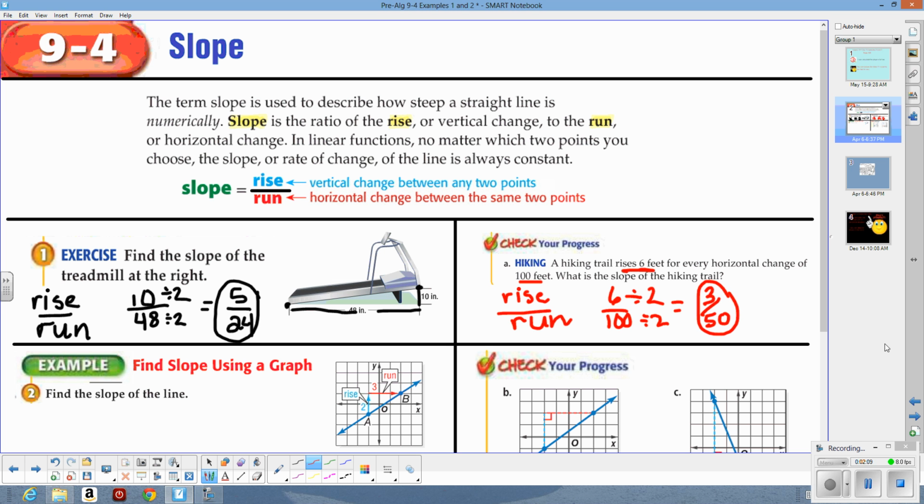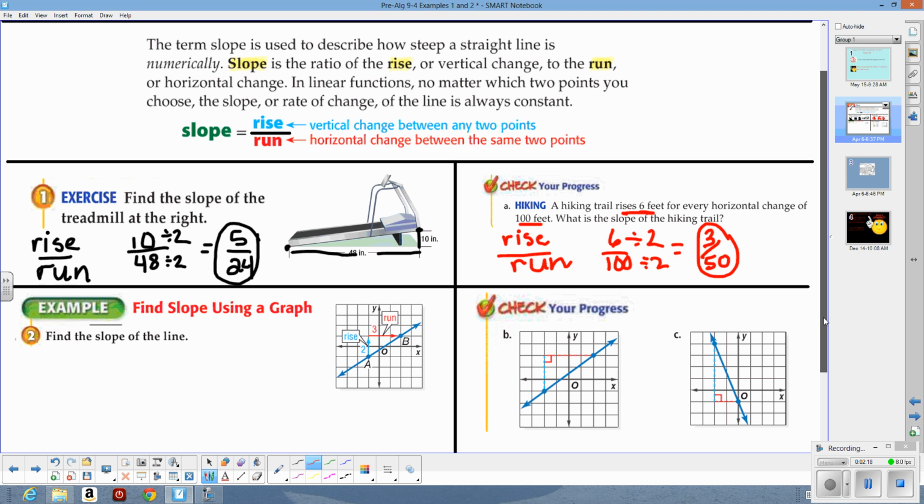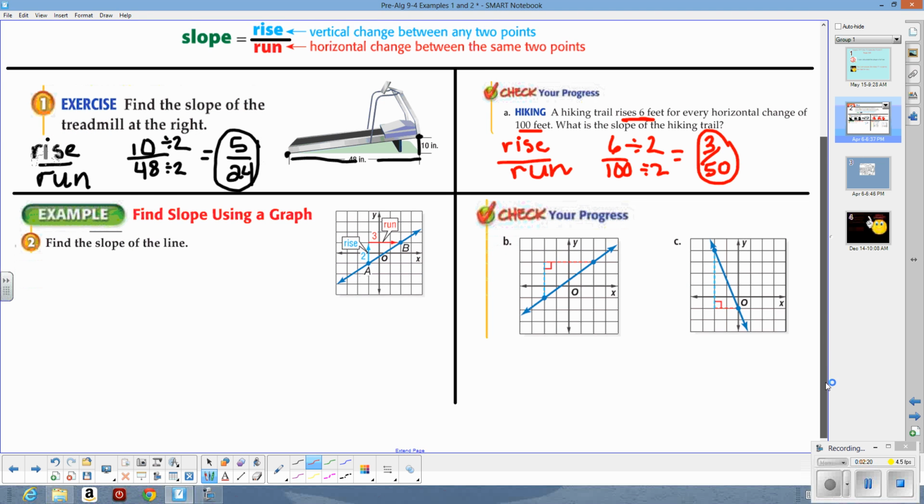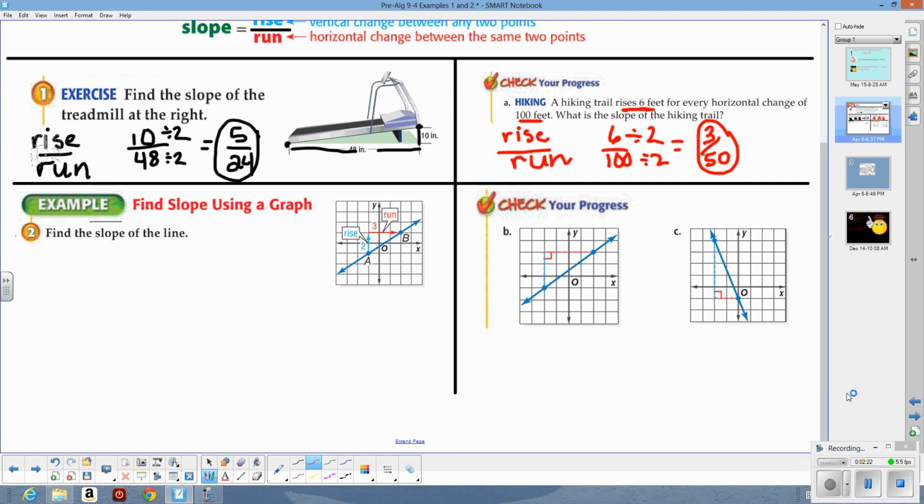A slope of 3/50ths means for every 1 unit you go to the right, it goes up 3/50ths of a unit. The next example, we're going to find the slope of a line on a coordinate plane.